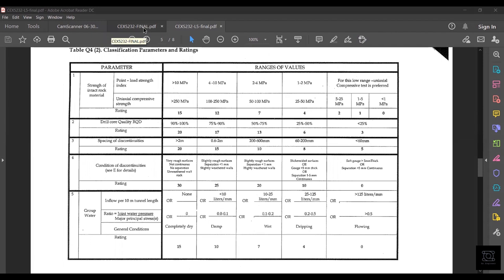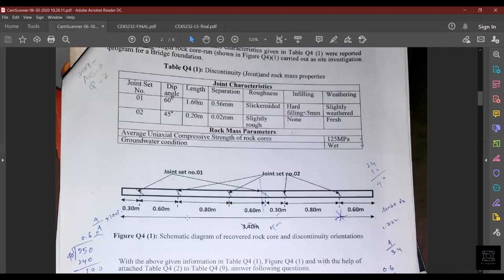For joint one, if you move to the figure, joint one starts at a certain point and goes continuously. Joint one starts here and up to this point, it is continuous. So this is a continuous length, not the actual spacing. The total length here is 2 meters. But joint two starts here, ends here, and again starts here and ends here. So here it is 0.8 and again another 0.8.